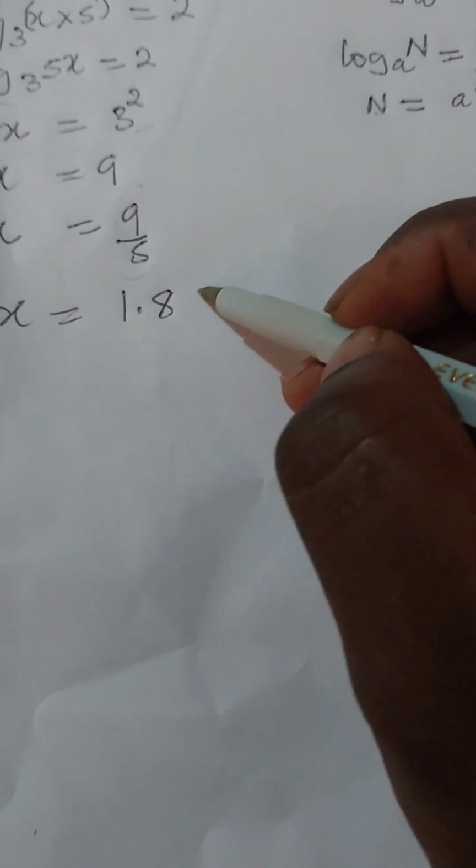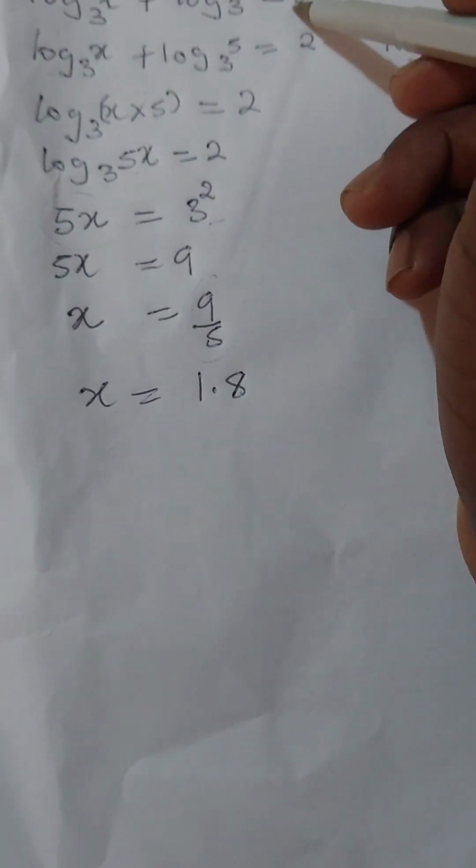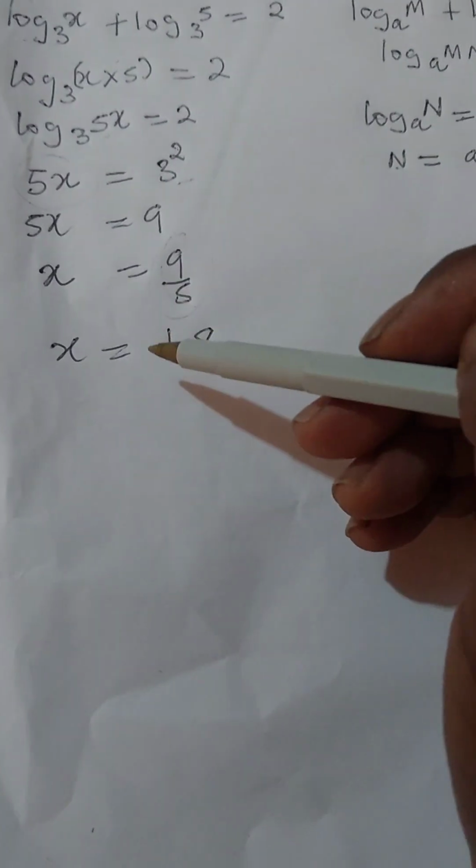We can reduce this to a decimal number. x is equal to 1.8. You can substitute x by 1.8 in the original equation here, and then we'll be having log 1.8 under base 3 plus log 5 under base 3 minus 2. If you punch this in a calculator, you are going to have 0. So that is how you can verify if your answer is correct.